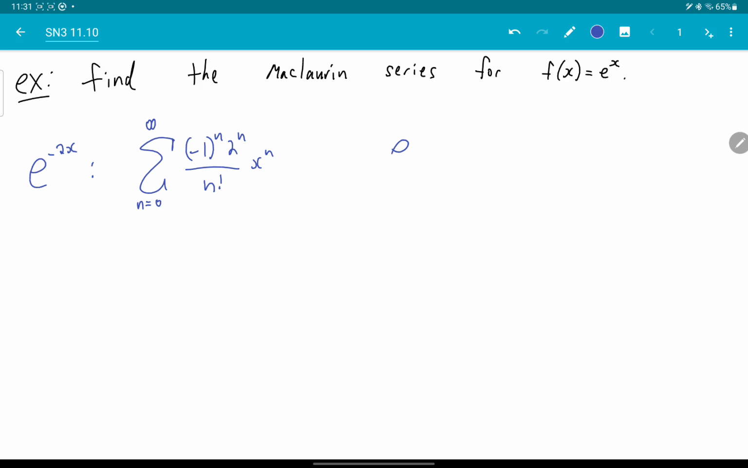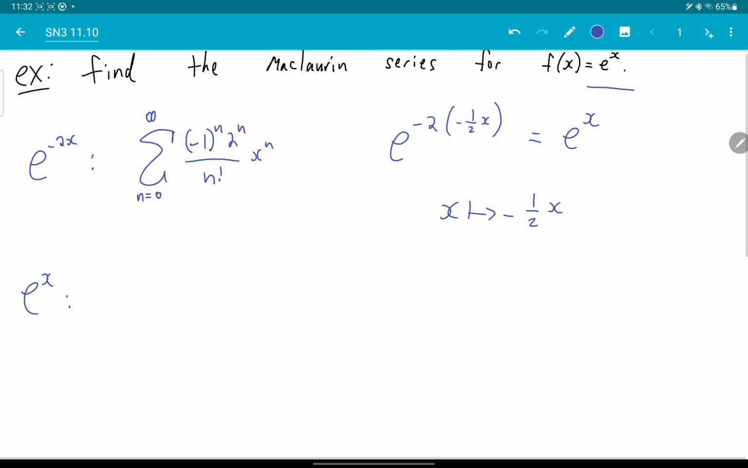Now, notice that if I take e to the negative 2x here, and if I plug in negative a half x, what I'll get is e to the x. So, to get the Maclaurin series for e to the x, I'm going to make the replacement. X becomes negative a half x in this guy right here. So I'll go ahead and do that now.